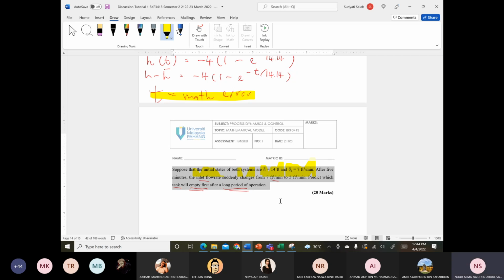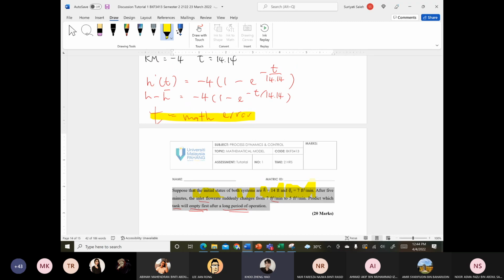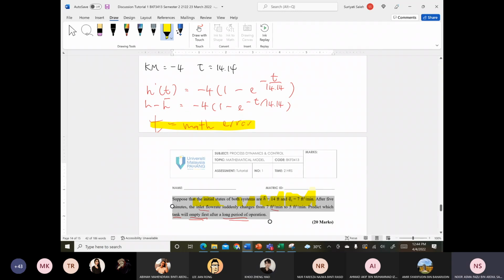Doctor, if we get a math error, do we need to prove it, like draw the graph out, or is it enough to just claim that it will never empty? In this case it's better you prove it. You put one value to indicate, okay, when I put 1000, you get 10 feet. So it's never going to reach.